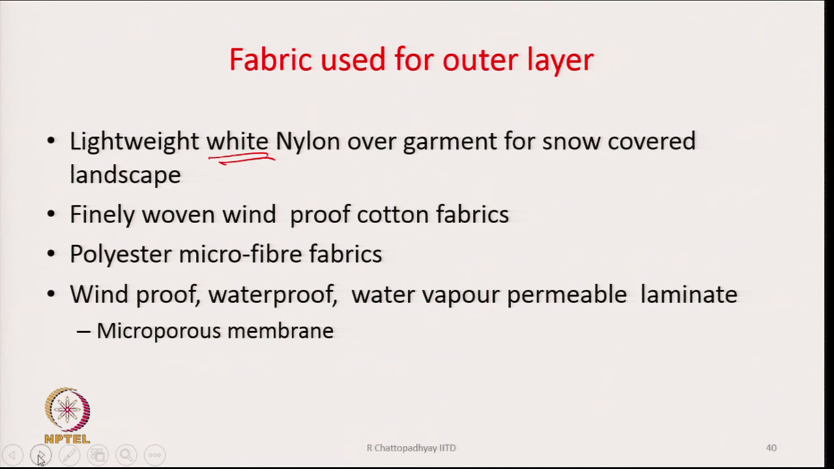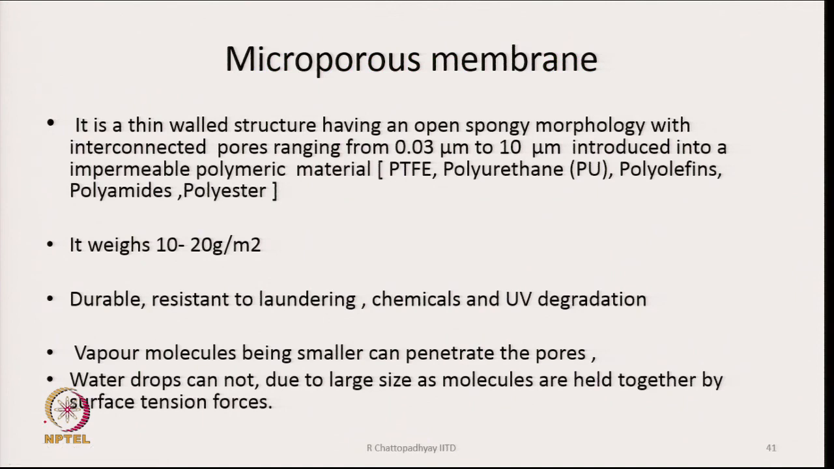Windproof, waterproof, water vapor permeable laminates are there. These are microporous laminates. So, we will discuss a bit of microporous laminates or microporous membrane. It is a very thin walled structure having an open spongy morphology with interconnected pores ranging from 0.03 to 10 micrometer. So, pore sizes are very small and introduced into an impermeable polymeric material, which could be PTFE, polyurethane, polyolefins, polyamides and polyester.